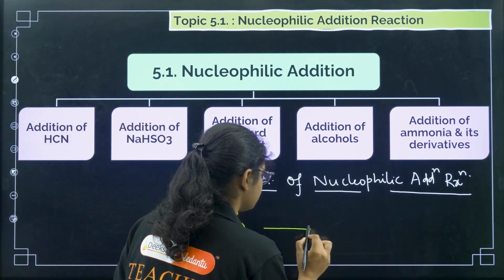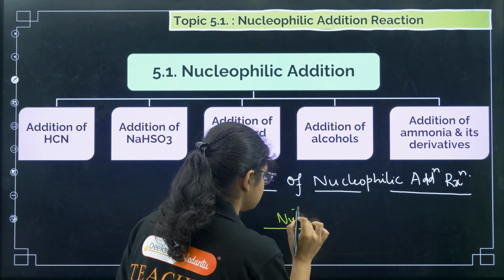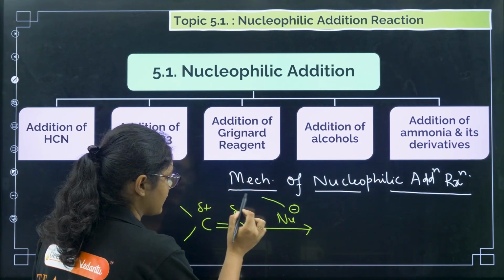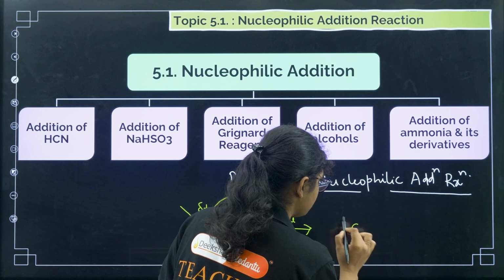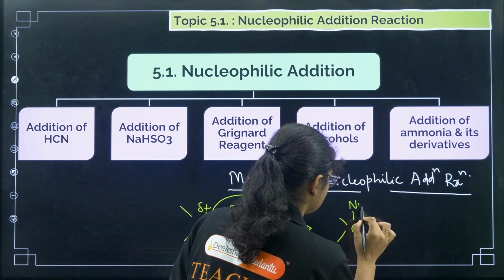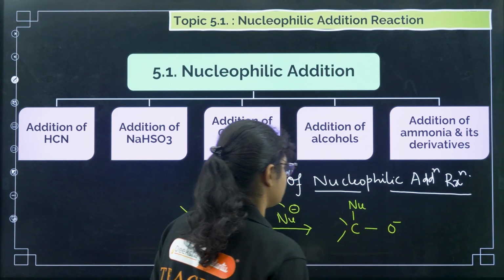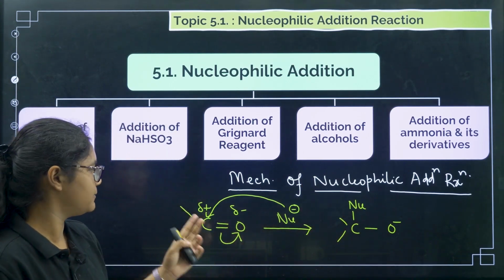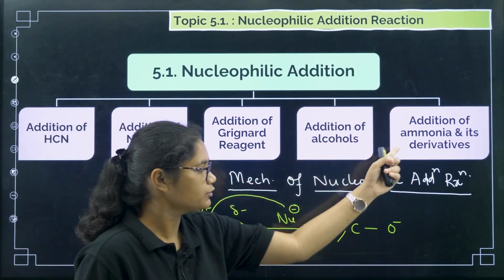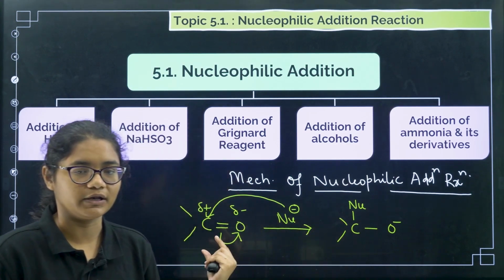Now nucleophile, as you know, is something which is an electron rich species, right? So nucleophile can attack on this carbon, and this bond shifts here, right? So what I'll get here, we will get nucleophile and O minus. Okay. So this is the mechanism. Here we will be adding these different nucleophiles to this particular carbonyl compound.